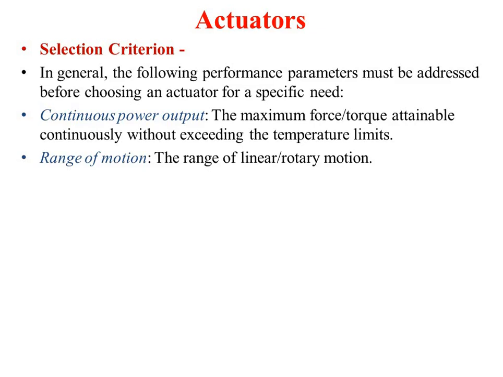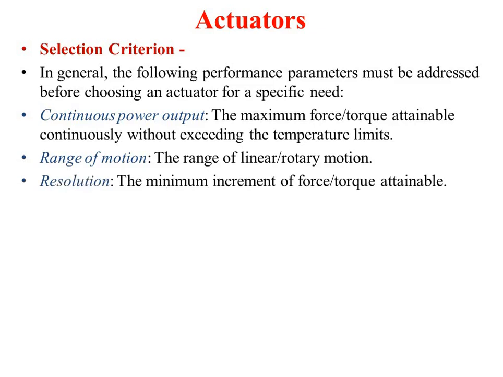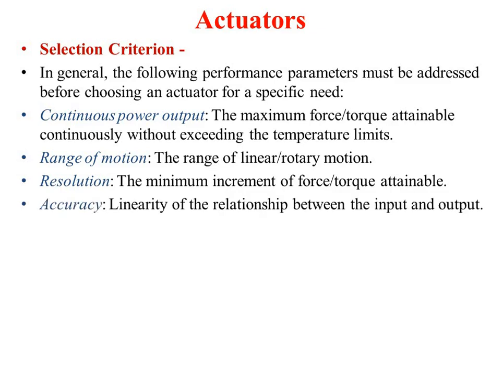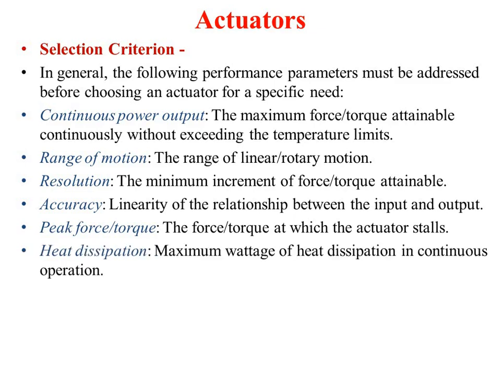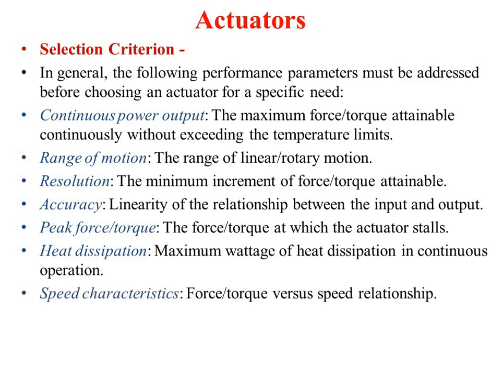Then the range of the motion, whether you want a linear or rotary type of motion. Then the resolution, the minimum increment of the force or the torque attainable. Then the accuracy, which is the linearity of the relationship between input and output. Then the peak force or torque, that is the force or torque at which the actuator will be stalled. Then heat dissipation, the maximum wattage of heat dissipated in continuous operation. Then the speed characteristics, the force or torque versus speed relationship, is also an important one.